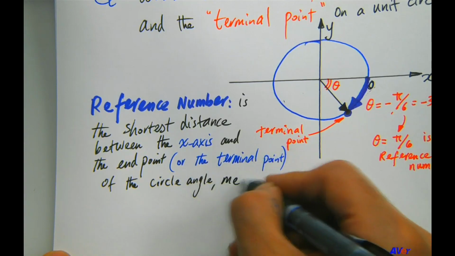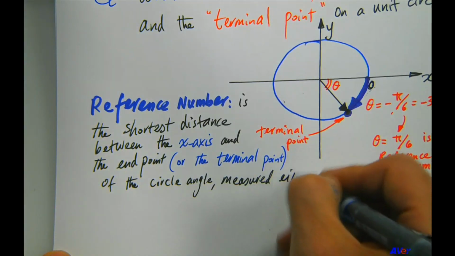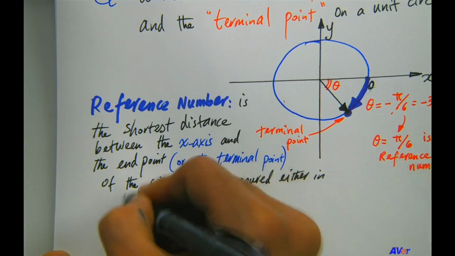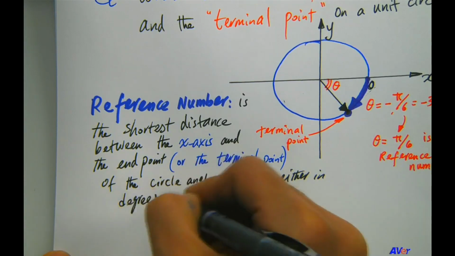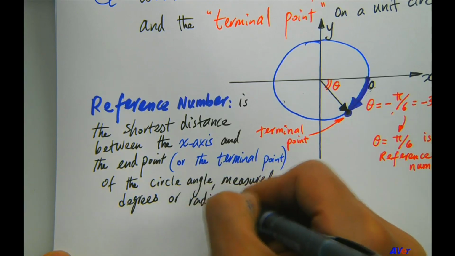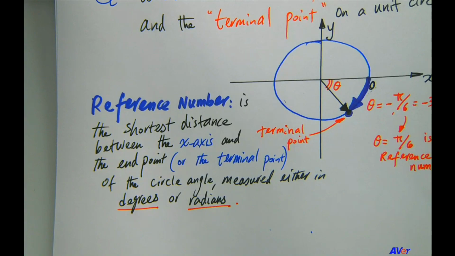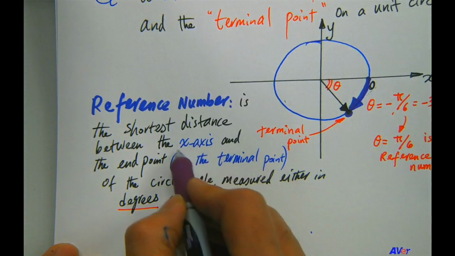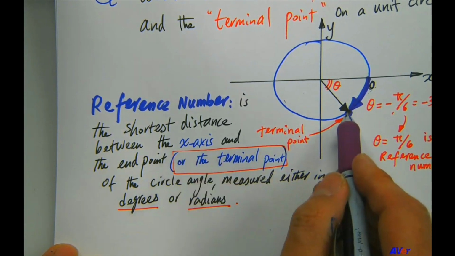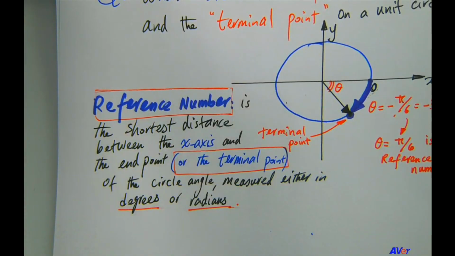And of course measured either in degrees or radians, it makes no difference. Degrees or radians. And of course, this is the terminal point that is obvious on the graph, and the reference number was a little more, we had to take a little time to describe that one.